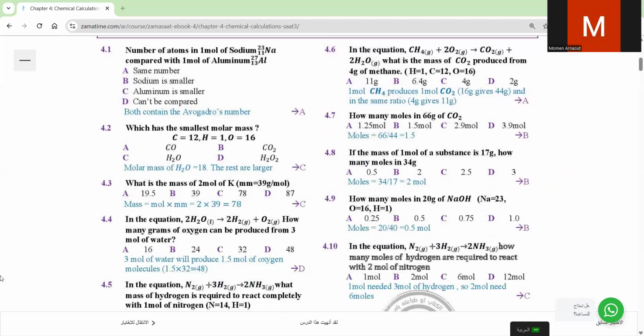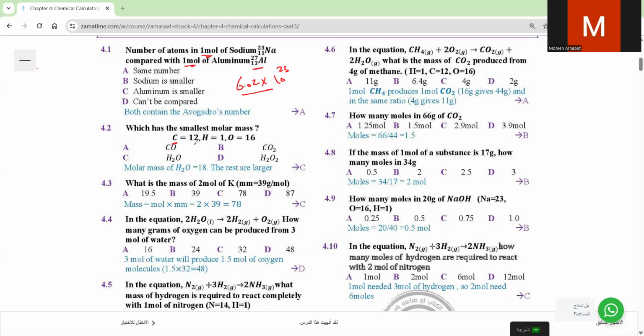Okay, so here, 4.1: number of atoms in 1 mole of sodium compared with 1 mole of aluminum. Whatever the substance is, when we say one mole, it is a fixed number, always 6.02 times 10 power 23 atoms, ions, or molecules. So whatever the substance, which has the smallest molar mass? Here you have to calculate.